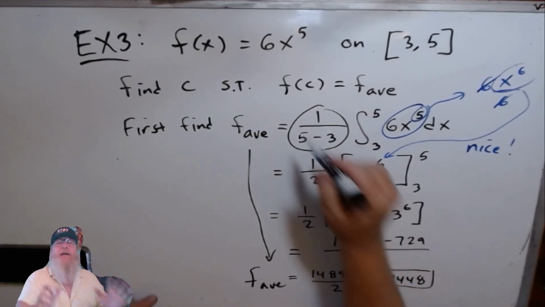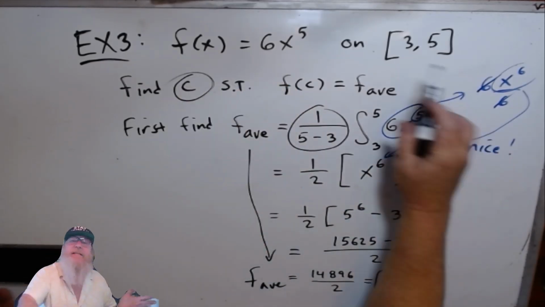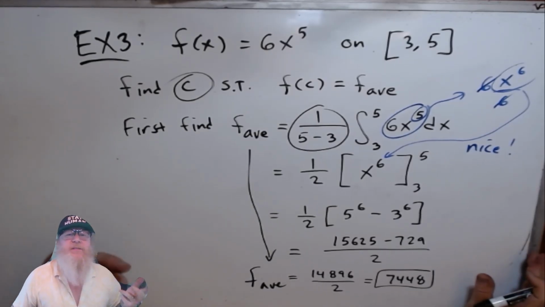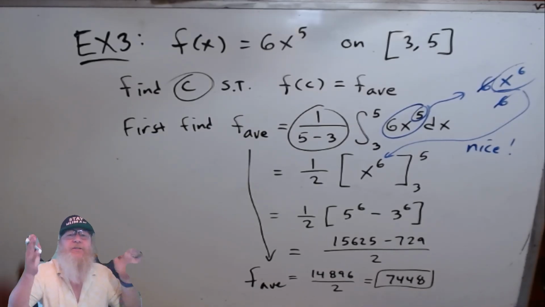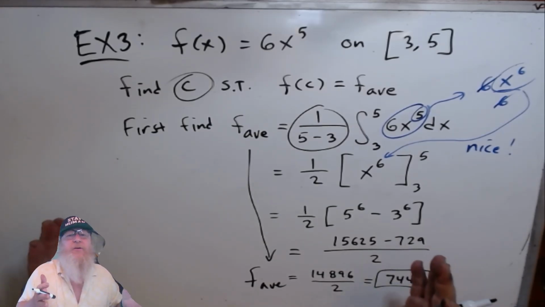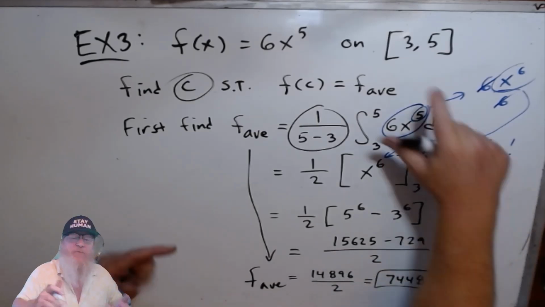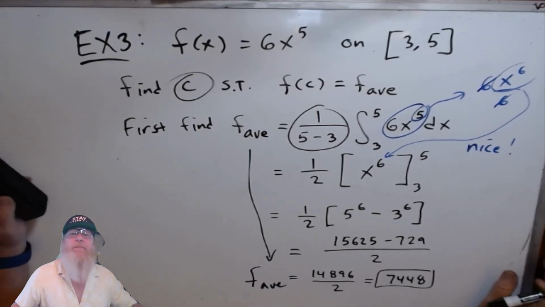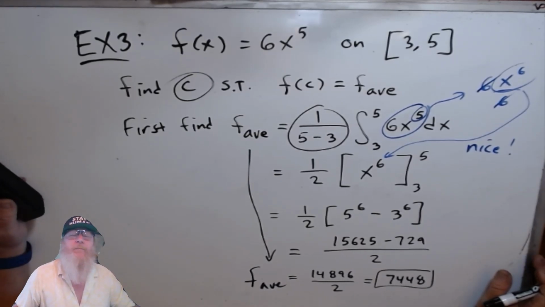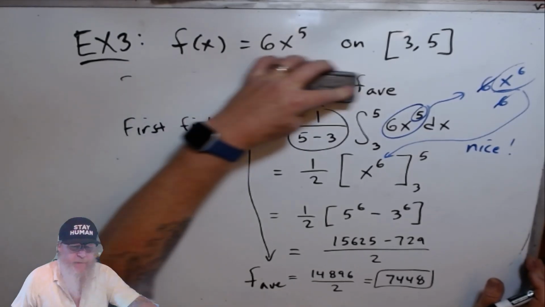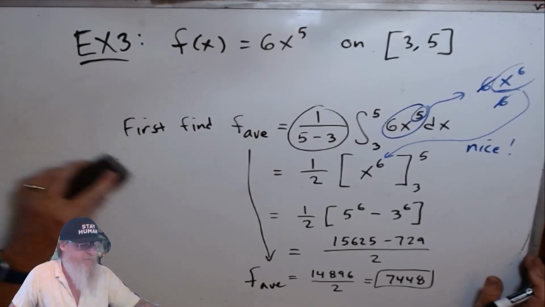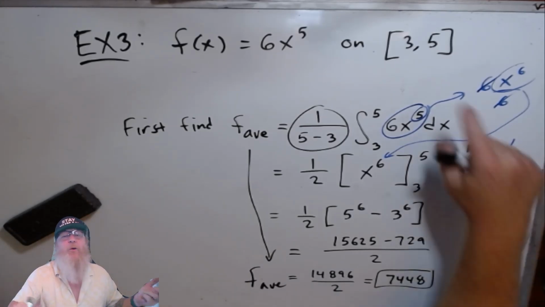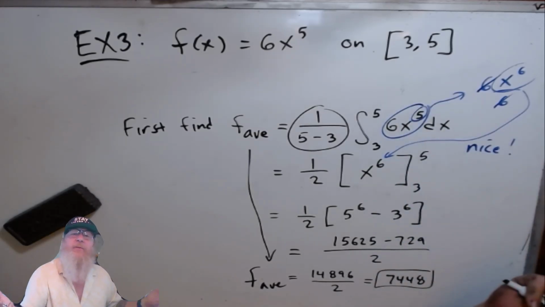All right, now we got to find the C value. We know it exists, and we know it's somewhere between 3 and 5. The theorem doesn't solve the problem for you. It's really just meant to regulate your approach. And if you get a number that's not between 3 and 5, well, there's got to be a problem, right? Because we know it's got to be between 3 and 5. If for some reason we get multiple solutions, which that might happen, we're only going to pick the ones that are between 3 and 5.